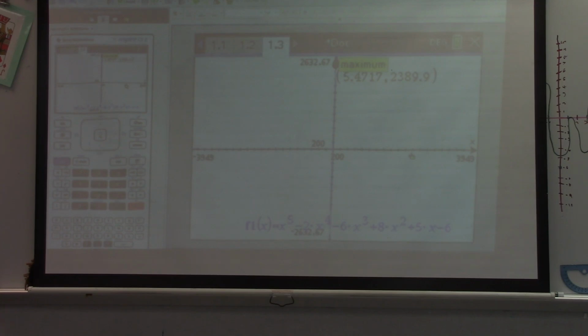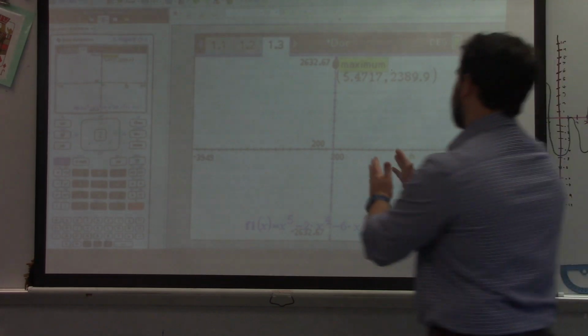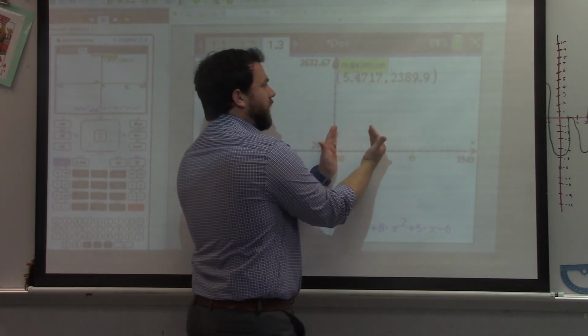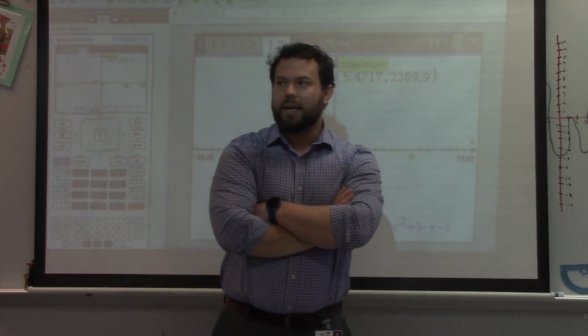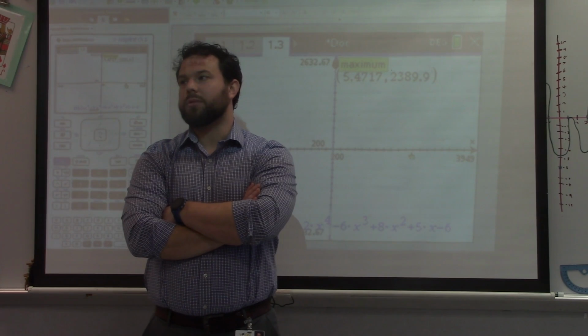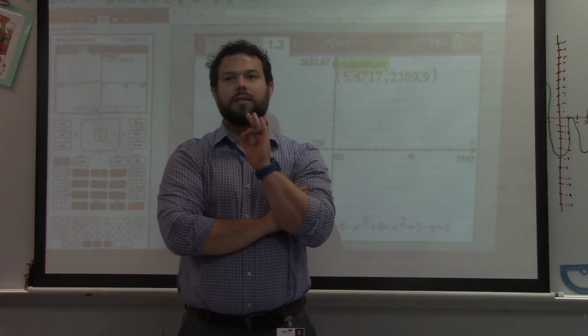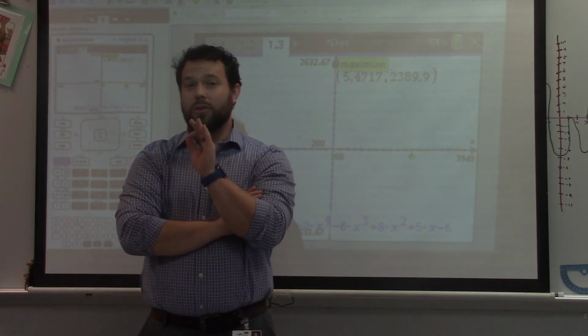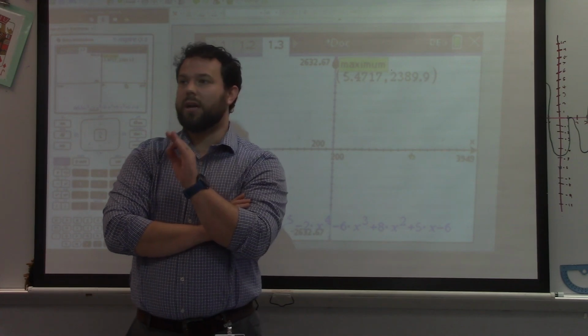Listen, when you do maximum, the calculator can't think for you. When you do maximum, that calculator is going to find the highest y value for that interval that you had. So when I did the gray over to here, it found the highest y value within that region, which is this number right here. But that's because it's not a maximum. Hear me very clearly on this: infinity is never a maximum. Can you actually ever get to infinity? No. Infinity is not a maximum.